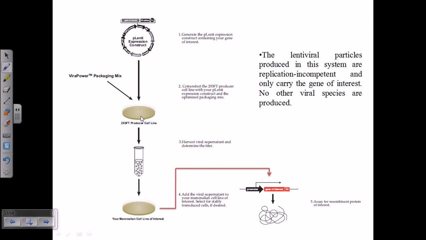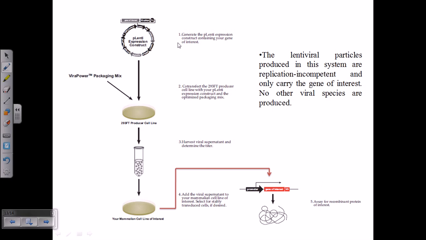Then we harvest these cells and take out these plasmids, and we again take this and put it into the mammalian cell line of interest. Then we can produce the expression and response depending upon our results. Okay, so this is the procedure of how we can do it.